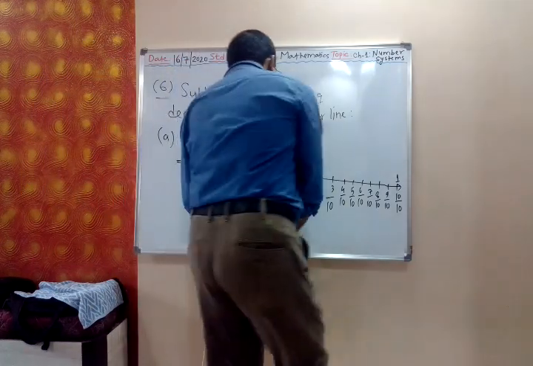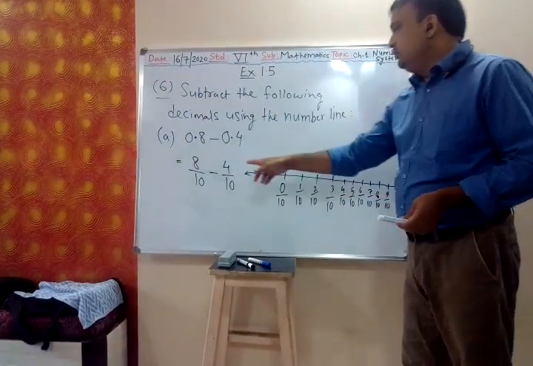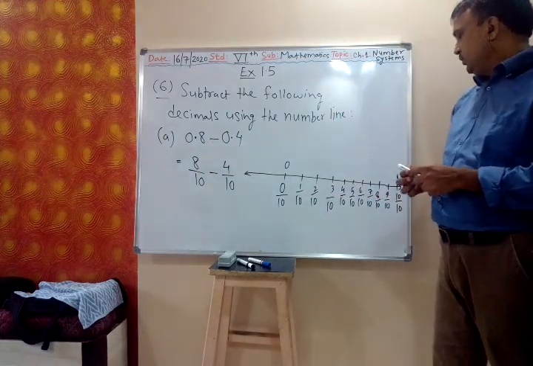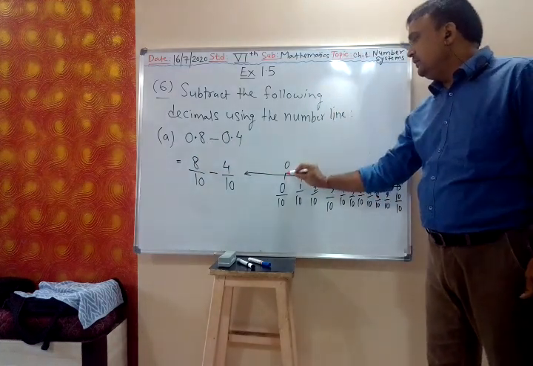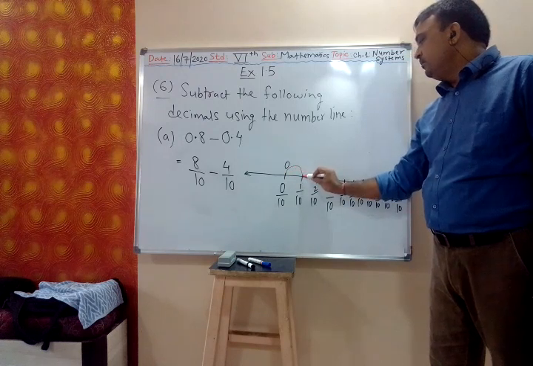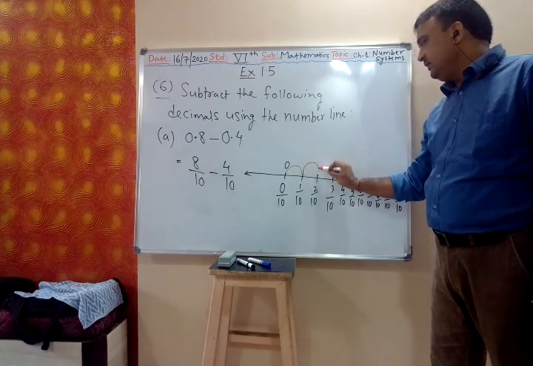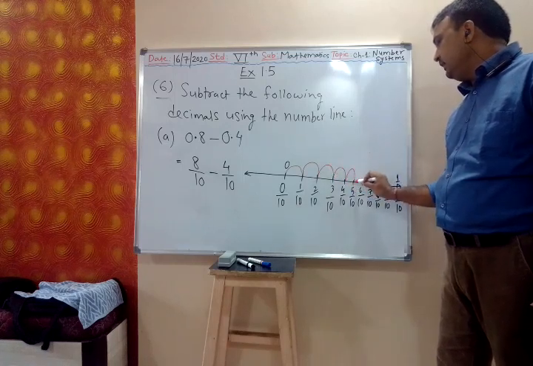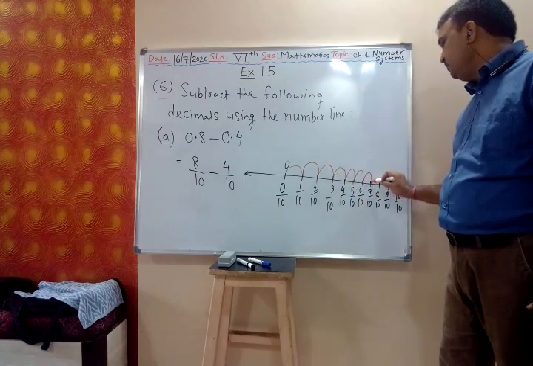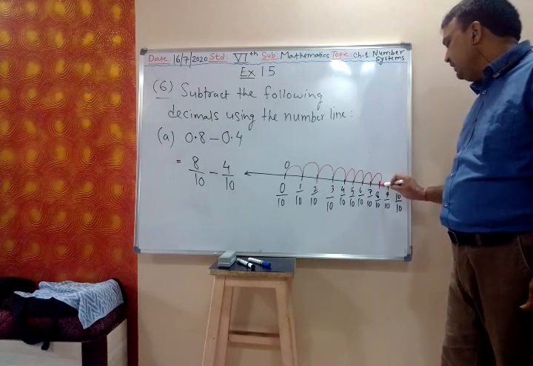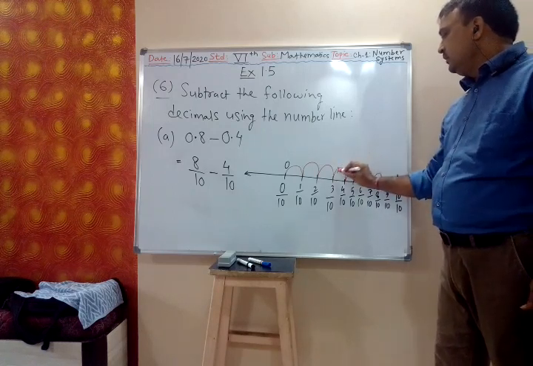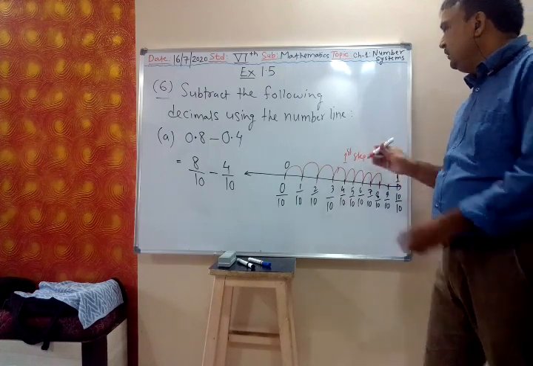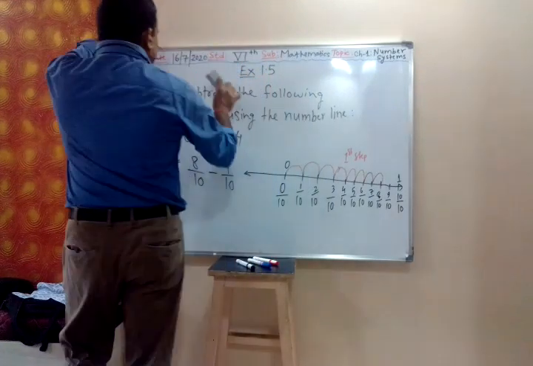To represent 8 upon 10, I will move 8 steps to the right of 0. First I am showing this part: 2 step, 3 step, 4 step, 5 step, 6 step, 7 step and 8 step. We reach 8 upon 10. So now we write. This part I am erasing.